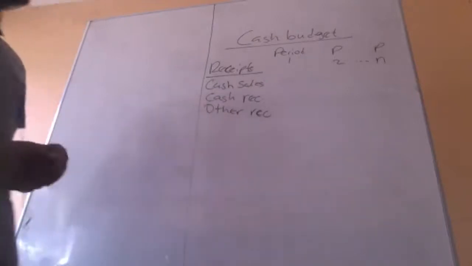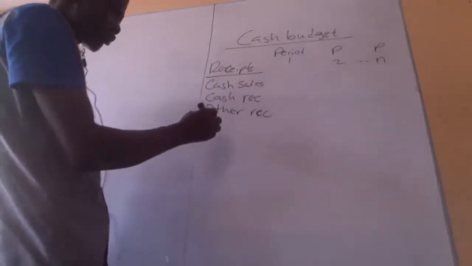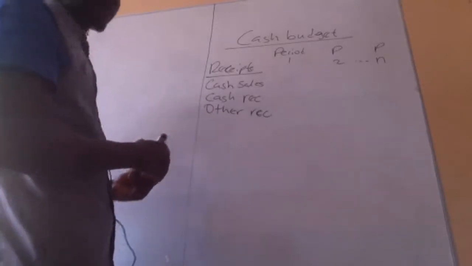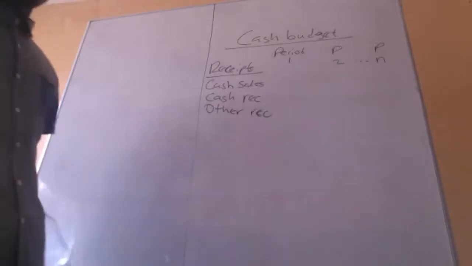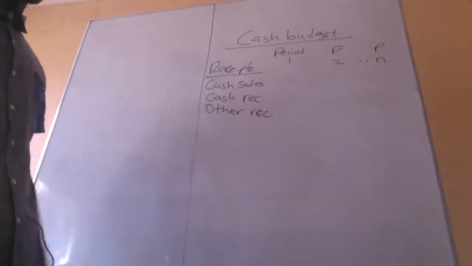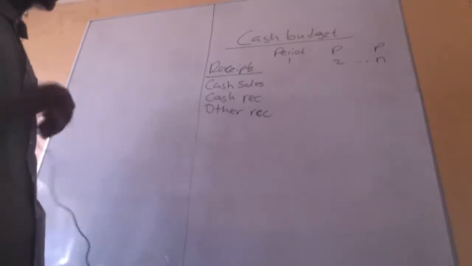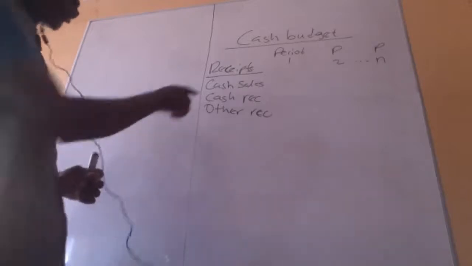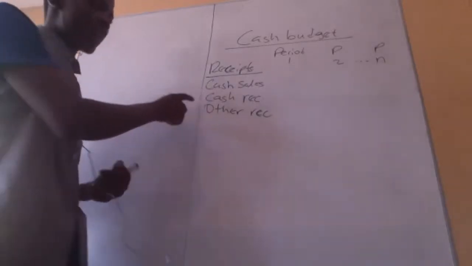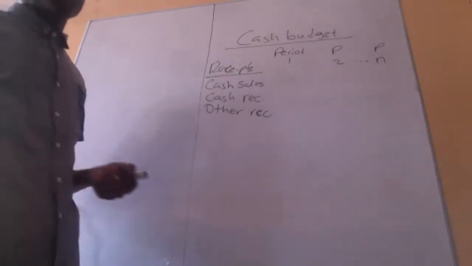Normally I call it unique receipt or other receipt. Examples are interest received, dividend, loans, any other type of receipt at all. Any amount that you expect to receive which is not coming from your sales or directly from your customers, coming from another source.